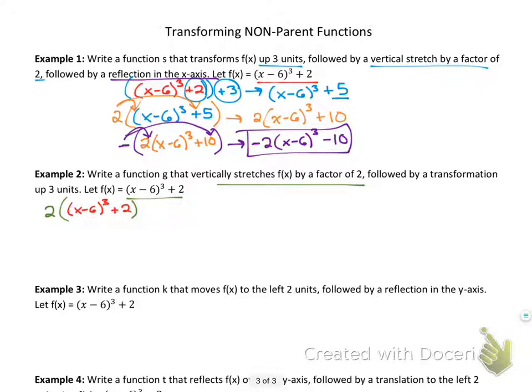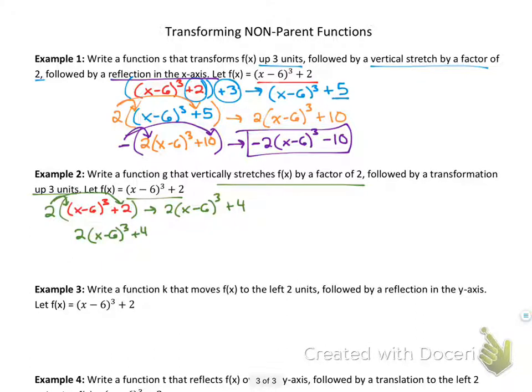And then just like in the last example, we're going to distribute the 2. So we get 2 times (x minus 6) cubed plus 4, because 2 times 2 is 4. Don't forget to multiply it all the way through. Then it's followed by a transformation up 3, which means that we're going to take this equation that's vertical. So we write the equation again: 2 times (x minus 6) cubed plus 4.